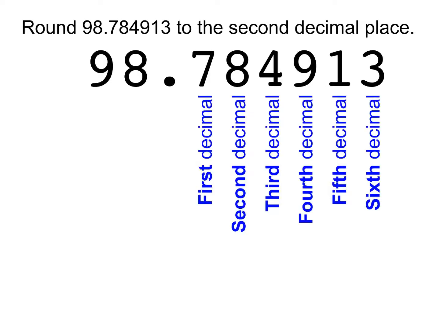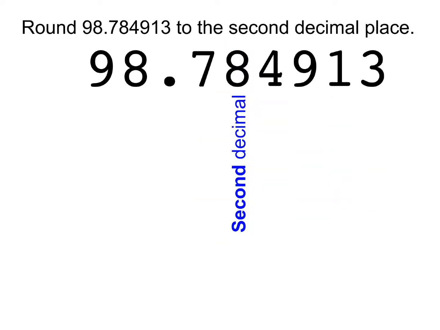Please write down this number on your paper, 98.784913, and we're going to see how we use those rounding rules. So the first thing we need to do is figure out, okay, when it says round to the second decimal place, what is it actually talking about here? And so the second decimal place, notice that's this number here. It's where that 8 is. And so that's the only number I'm really interested in at the moment.